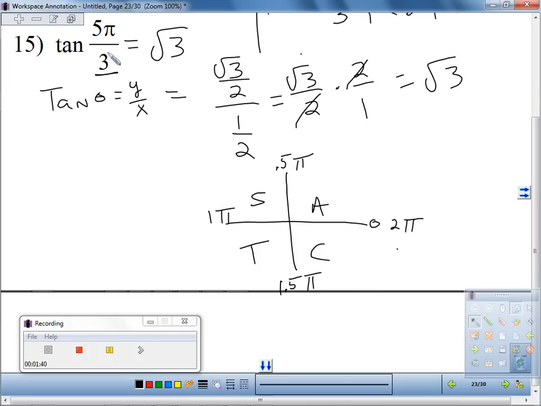Now if I take 5 and divide by 3, I get 1.6 repeating. All I need to know is it's bigger than this, so it's going to fall in this quadrant. Cosine and secant are the only things that are positive in this quadrant. Everything else is negative, so that means our answer is negative. So for this one, tangent of 5 pi over 3 is negative square root of 3.